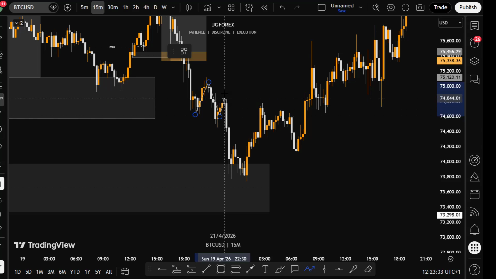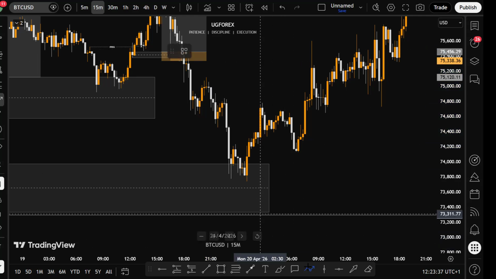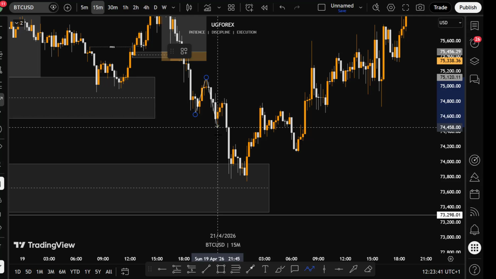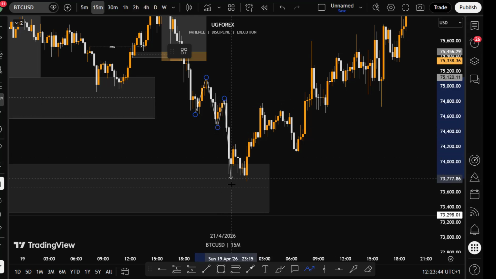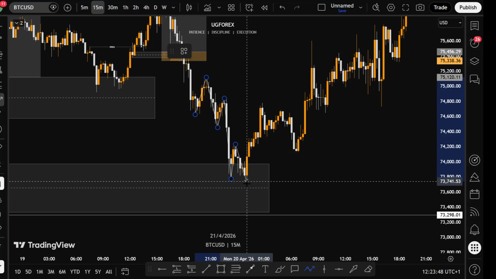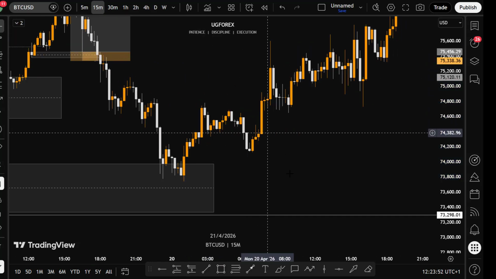high. I can't even draw this. Let me delete this and start the process again. So from this point, a low, a high, another low. Okay, a high, a low here, a high, sweep of liquidity down there, so a low, and then market structure shift like so. Okay, so I'm just going to delete that.